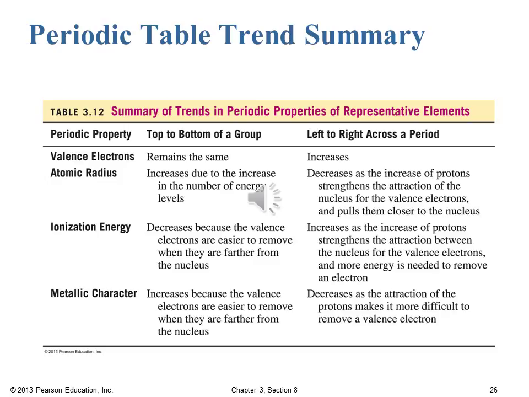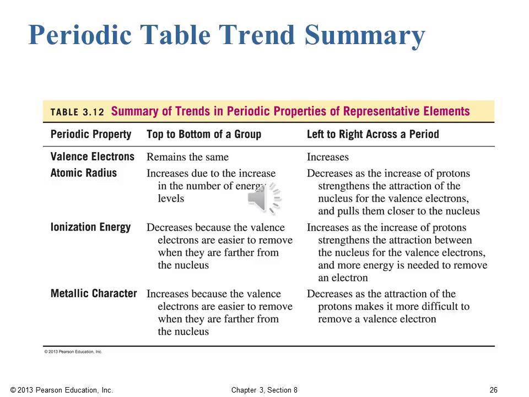Atomic radius, as we go from top to bottom of a group, that will increase due to the increase in the number of energy levels, and as we go from left to right, it decreases because of those increased number of protons having a stronger attraction for the electrons. The valence electrons in particular are pulled closer, all the electrons, but the valence electrons that we're following are pulled closer to the nucleus, so the atomic radius actually decreases from left to right as we're increasing the electron count, but also increasing the proton count in those elements.